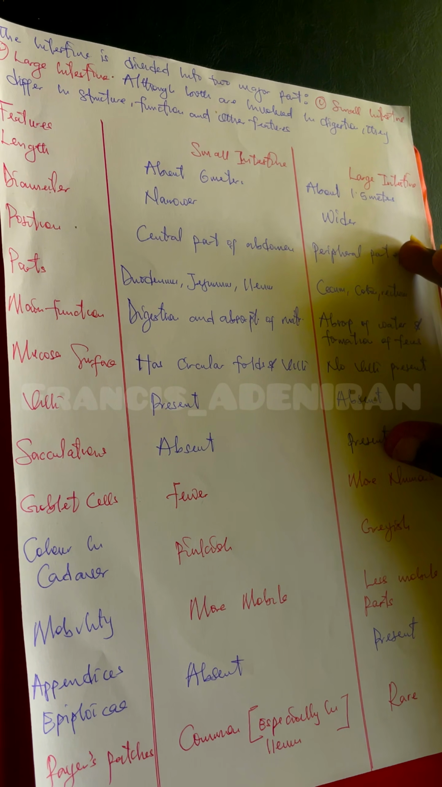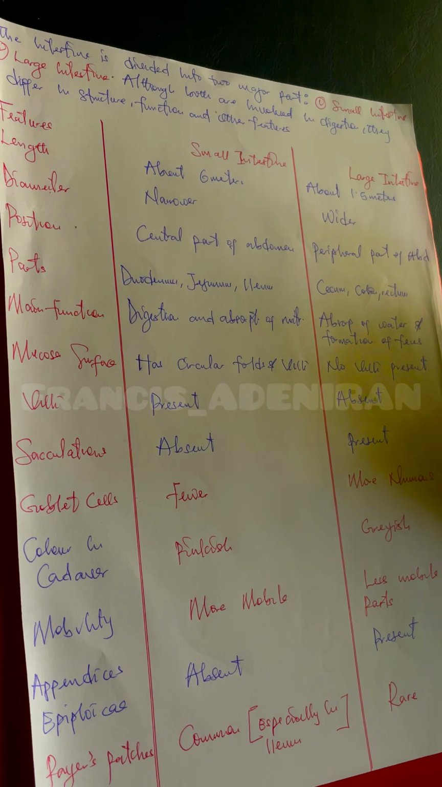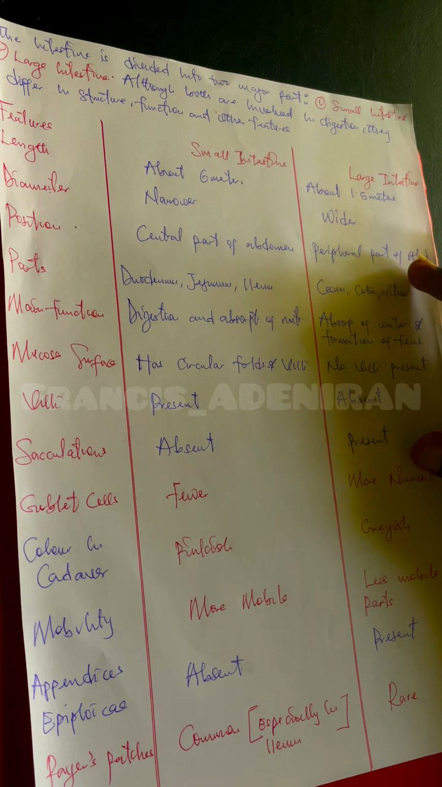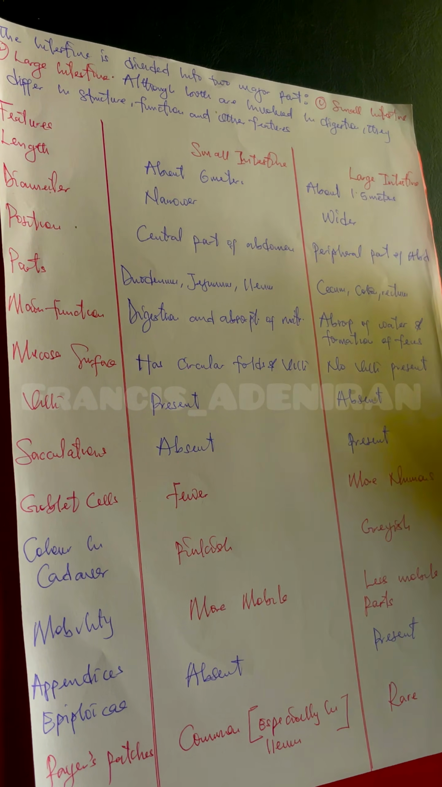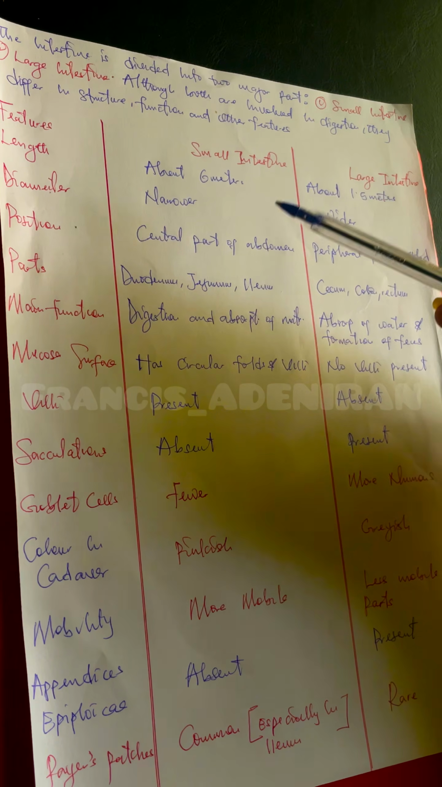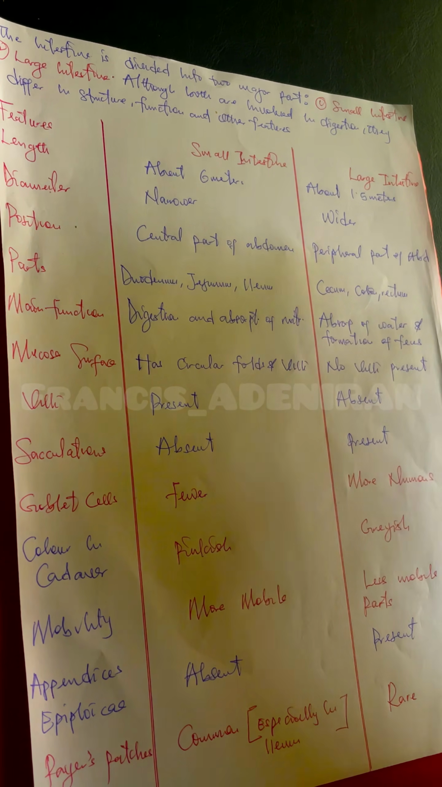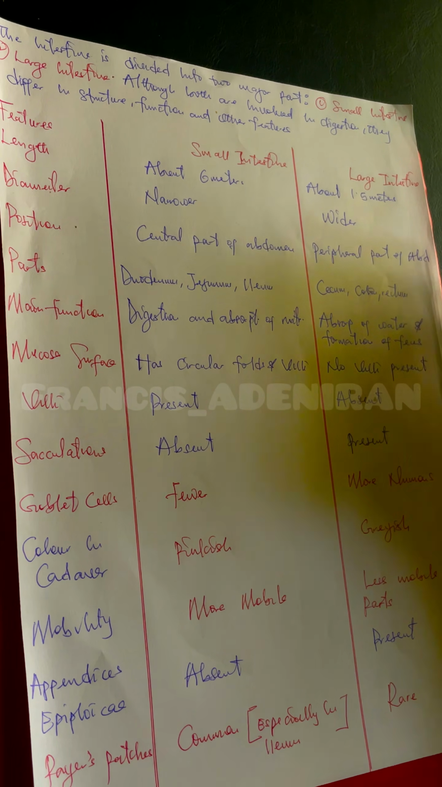So the first thing we'll be talking about is the length. For the small intestine, it is about 6 meters, while the large intestine is about 1.5 meters. So this is much shorter than this, right? So let's go to diameter. The small intestine has a much narrower diameter in comparison to the large intestine, which is wider. Then let's go to position. The small intestine is in the central part of the abdomen, while the large intestine is in the peripheral parts of the abdomen. So this is the central part, here are the peripheral parts of the abdomen.